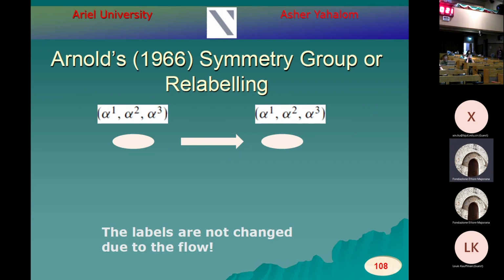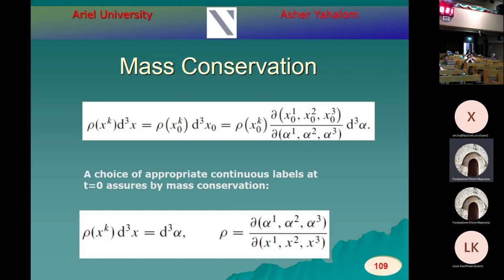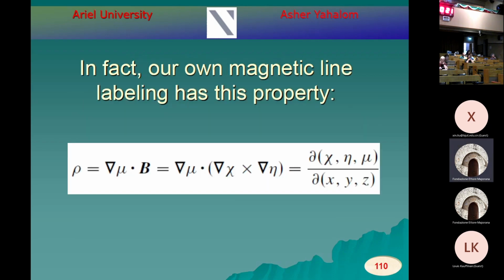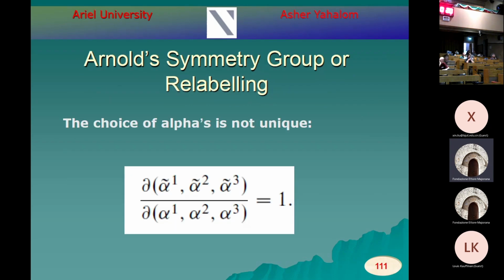Okay, now we have the symmetry of Arnold, of relabeling. The fluid element does not care what its name is. You can call it whatever you like. So this is relabeling. And the labels, once you fix them, are not changed due to the flow. And there are many ways to choose labels, but one of them will lead to the kind of Jacobian which gives you the density in this form. And this is the same thing. Essentially, we have done the same thing with chi, eta, and mu.